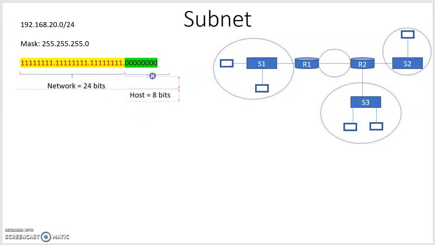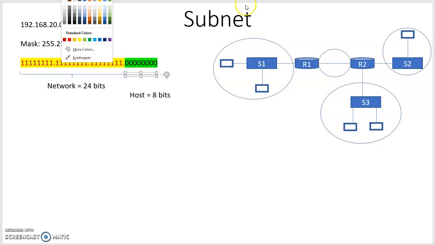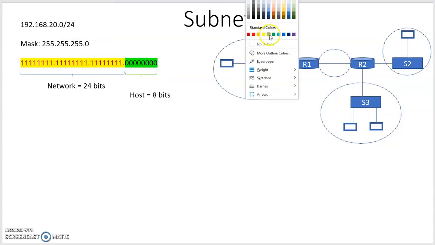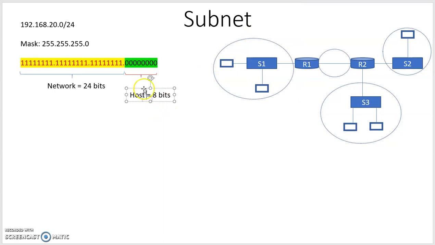the host. We're starting from here, and instead let's change the color to avoid the confusion. No, that's not the one. Where is it? There we go. Is it this one? Yeah. There we go. So the remaining 8 bits is for the host.